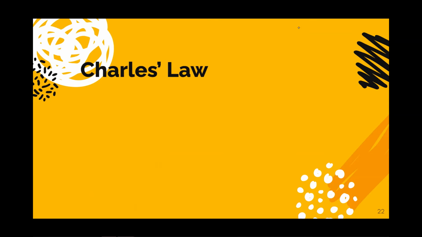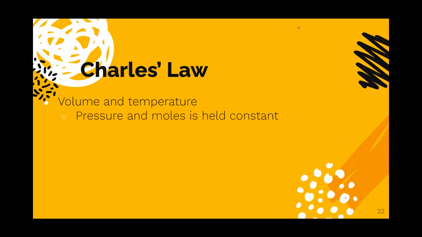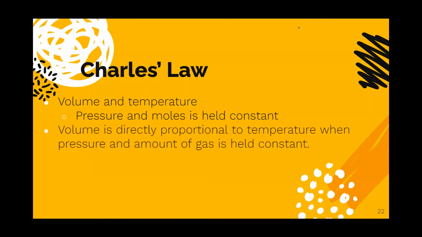There you go. All right, so Charles's law. Charles's law is a relationship between volume and temperature. And what we are holding constant is pressure and moles. So the pressure of the gas system and the moles is being held constant. Volume is directly proportional to the temperature when pressure and the amount of gas is held constant.